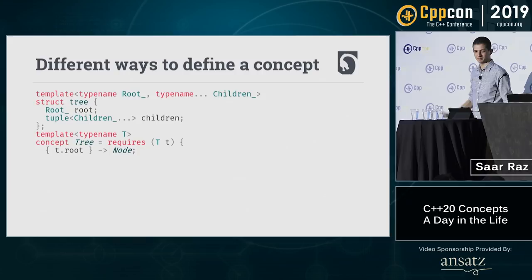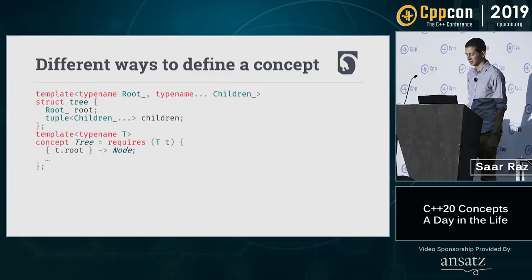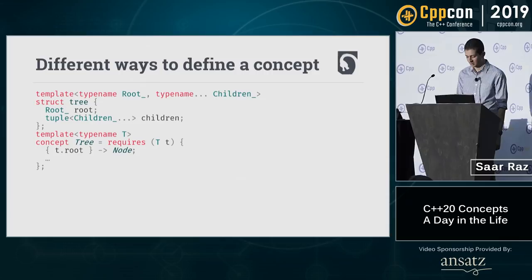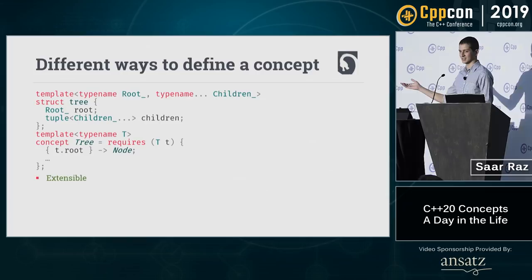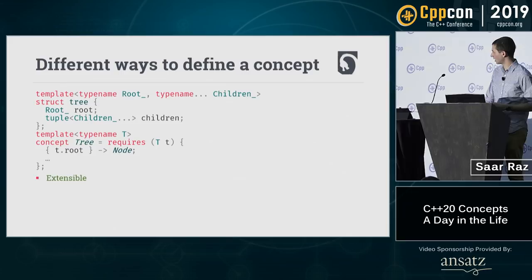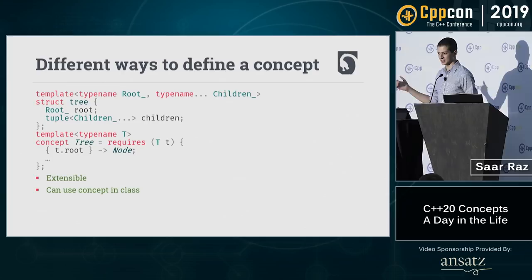And you can just do a list of requirements here, a bunch of different requirements you can use in a requires expression. And, well, let's see what you can say about this solution. The obvious upside here is that it is extensible. You can write different implementations of tree, and it's gonna work fine. Another thing is that we can use this in the class, in the template itself, we can use it in the definition.